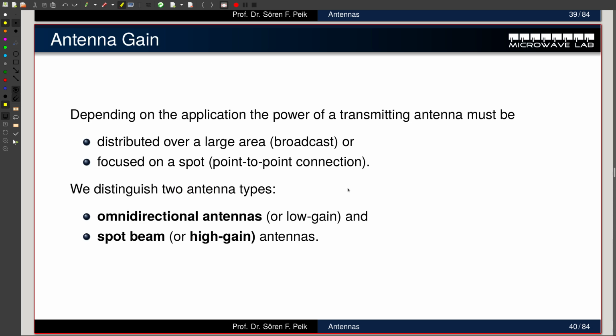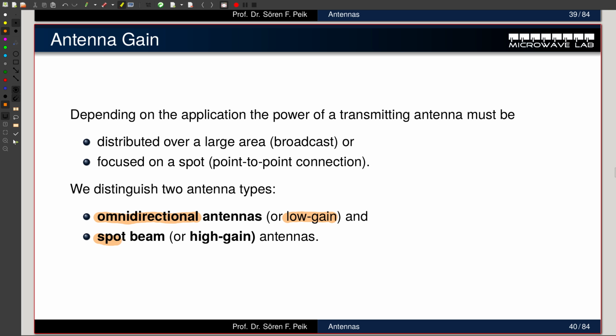Now, you can design antennas such that they radiate more or less, not perfectly, as I said, but more or less the same amount of power in all directions. This is known as an omnidirectional antenna or a low gain antenna. Why is it called a low gain antenna? Well, when an antenna radiates in all directions the same, it doesn't have a preferable direction. And since the power doesn't come from nothing, it has to distribute the power over the whole area. That means not much power goes in one direction. It has a low gain.